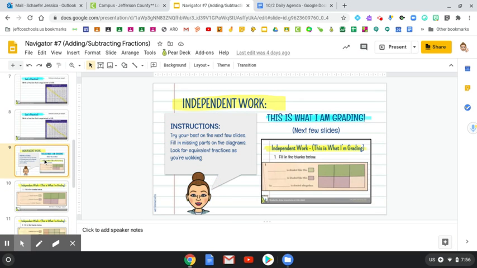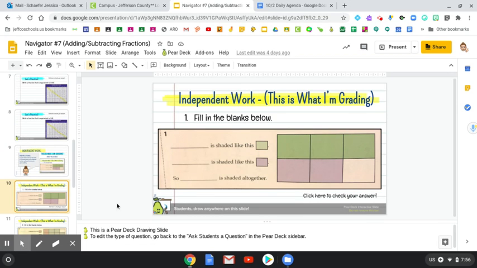All right, so your work for today is you're going to see the next few slides. You're going to have some shaded parts. You're trying to figure out how much is shaded in each color and then how much you would have all together as if you were adding them together.